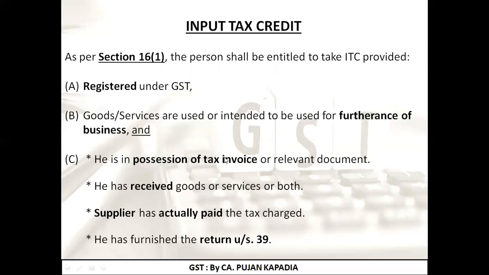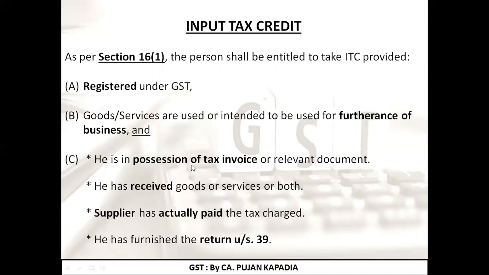That is, if I was taking the input tax credit on the tax that I had paid on coffee beans, I should have a proper tax invoice, a bill of the coffee beans that I had purchased. As a result, the first point written over here is you should be in possession of the tax invoice or some relevant document. Second is he has received goods or services or both. I should have actually received the coffee beans. It is not like he has promised that he is going to give me coffee beans after a month. No, then I cannot take that particular input tax credit. I can only take it whenever I have already received those goods or services or both.